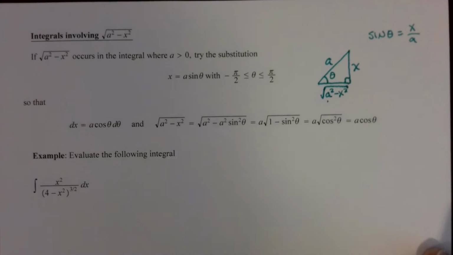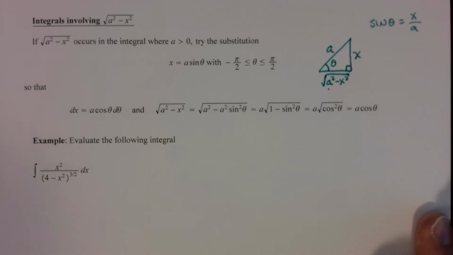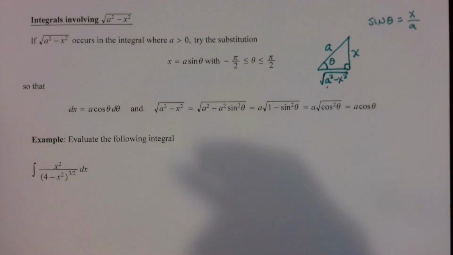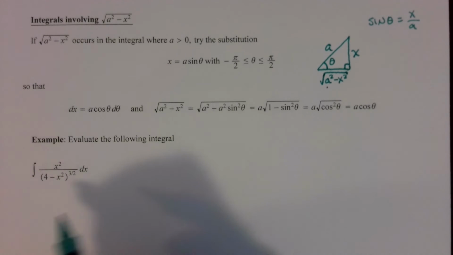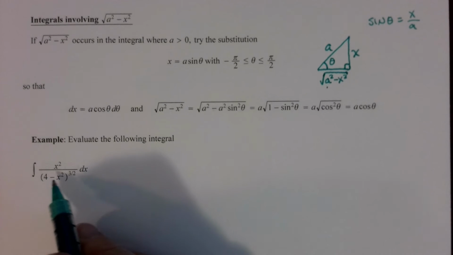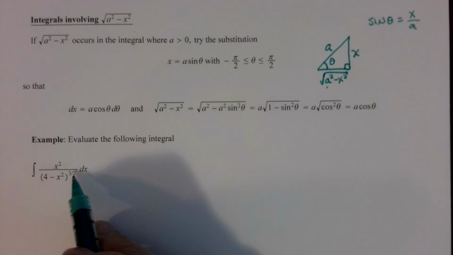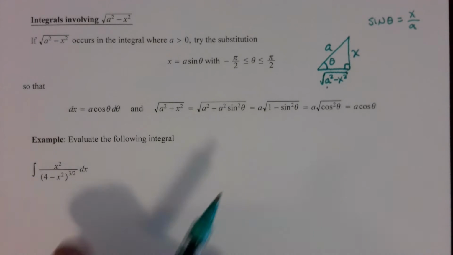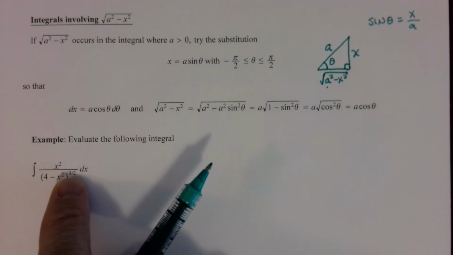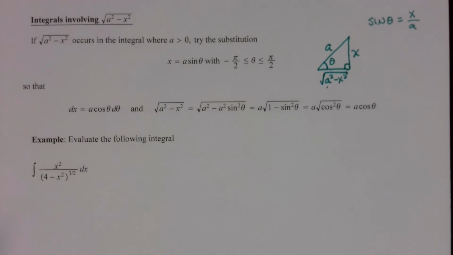Okay, so with that, let's look at this integral down here. Notice this integral doesn't have just the square root, but I have 4 minus x squared to the 3/2 power. So there is a square root in here, right? It's the square root and then cubing it. It doesn't matter what power we have here, we can express it as a power of 1/2.